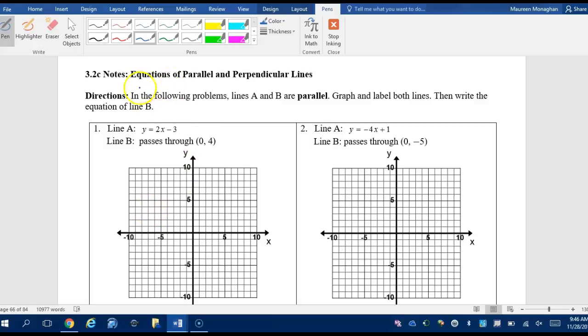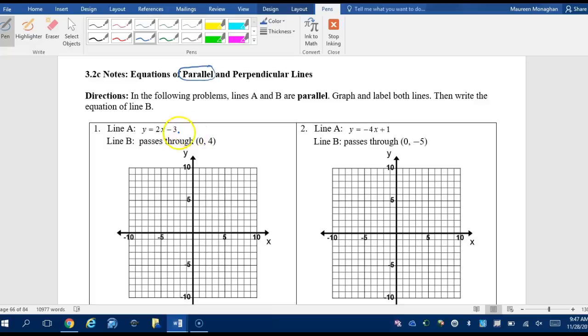The purpose of today's lesson is to talk about equations of parallel lines, and not perpendicular yet. We're just going to concentrate on parallel for this first video. Then we'll do perpendicular for the next video. Okay? And the following problems, line A and B, are parallel. Graph and label both lines, then write the equation of line B.